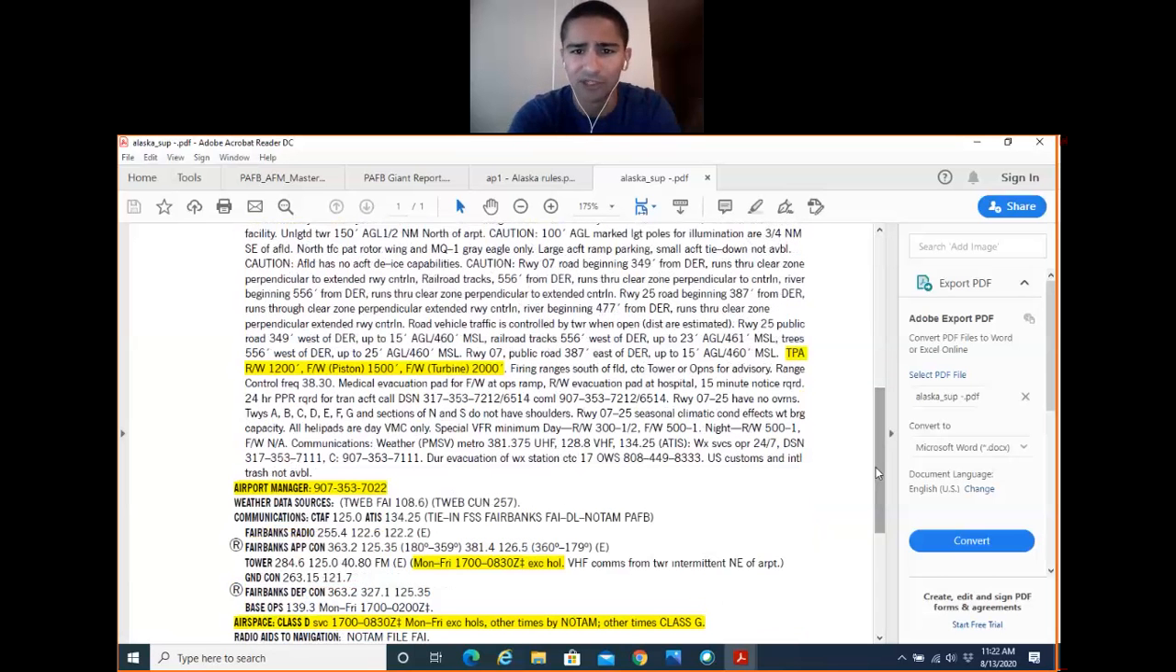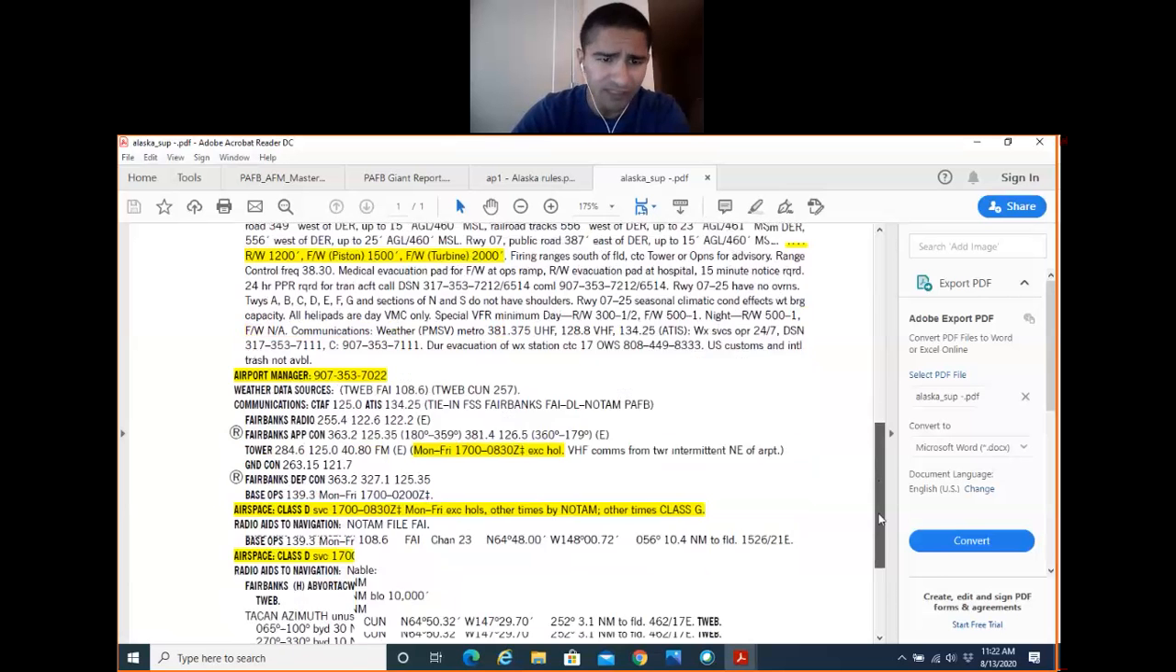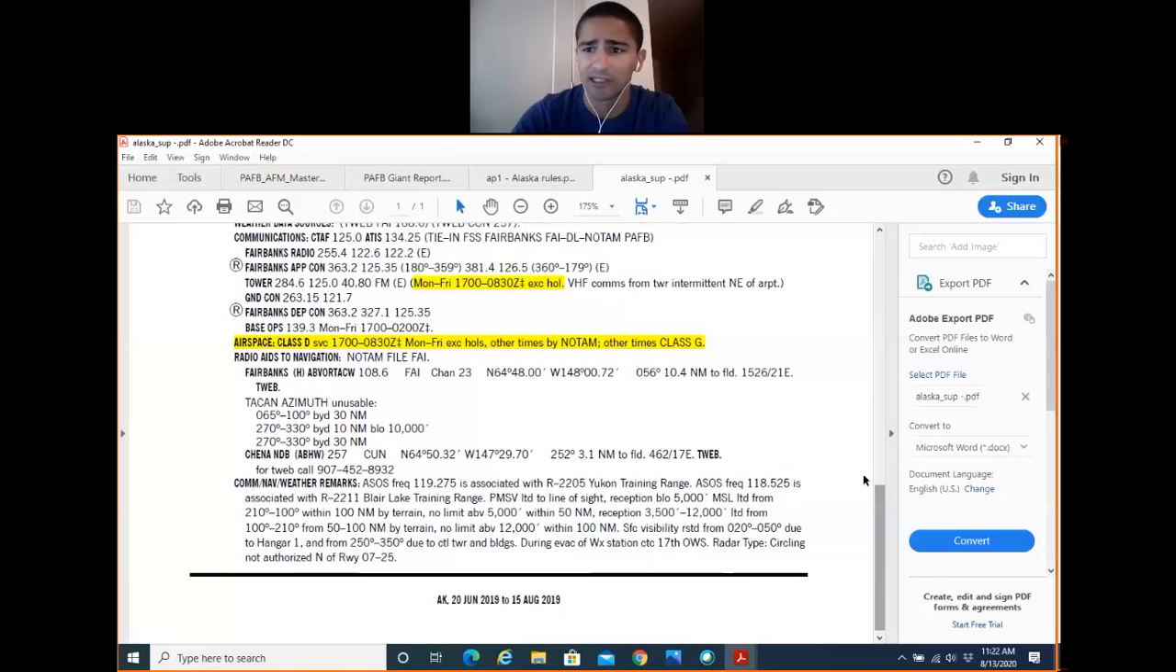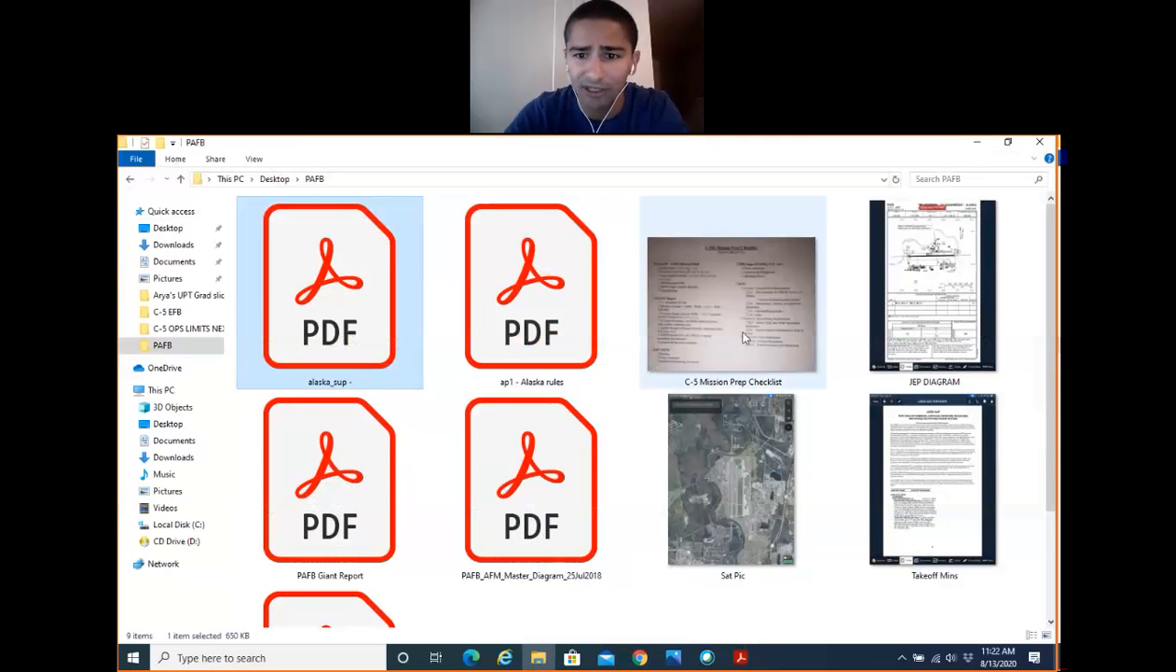Traffic pattern altitude, big one to take from the IFR SUPs. That way, if something unexpected happens, which is pretty rare for the C-5, you need to know traffic pattern altitude. But it's just good to have. So here for fixed wing turbine, 2,000 feet. Contact information, type of airspace. This is all the stuff you want to kind of hit on.